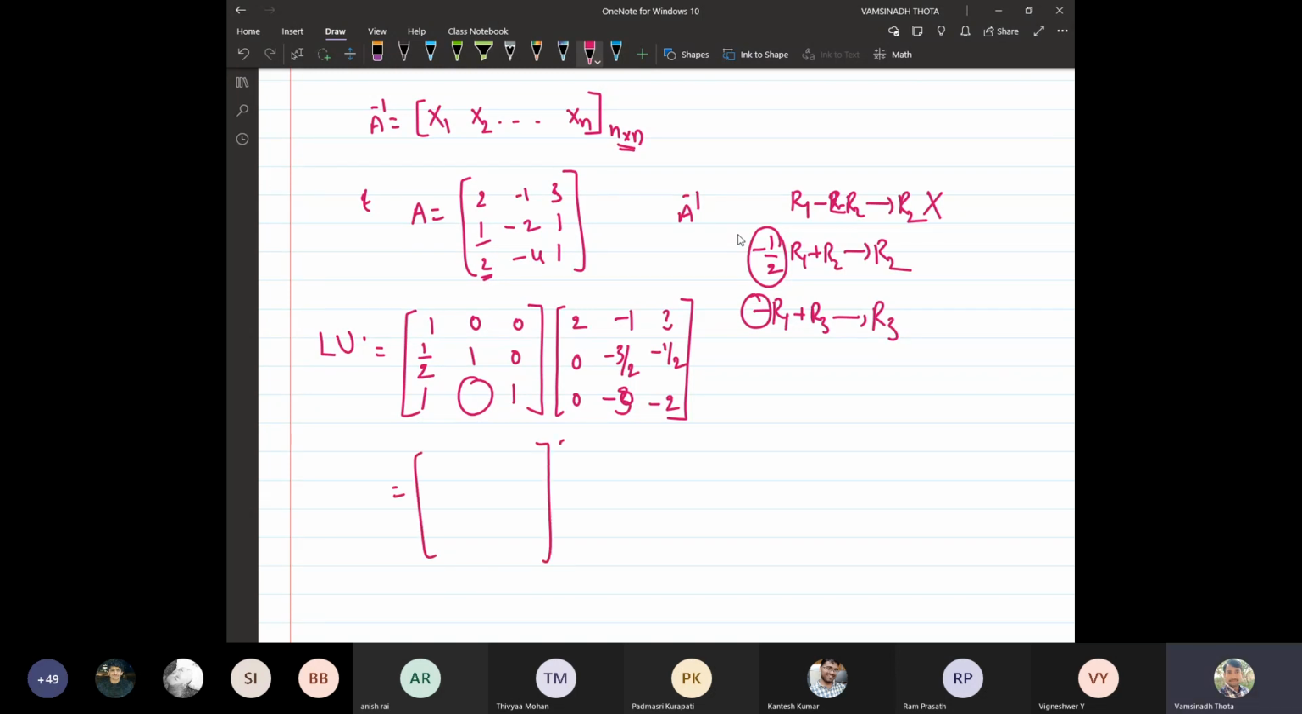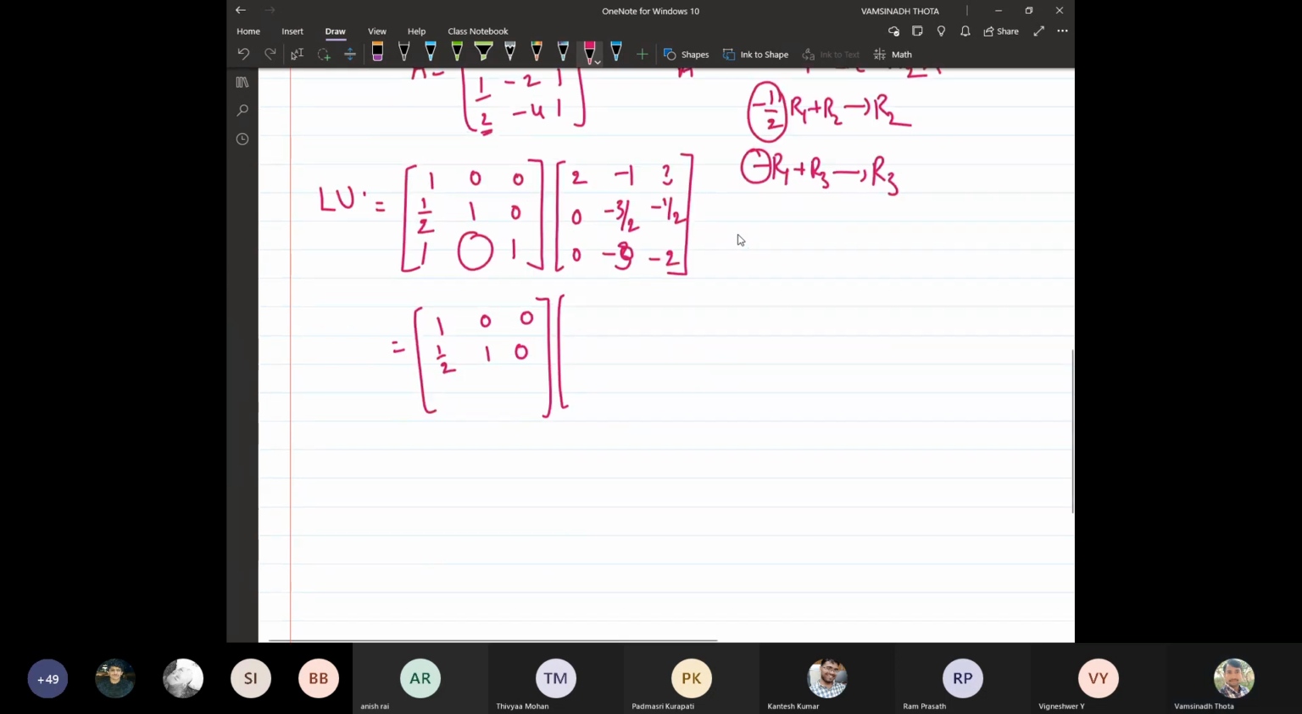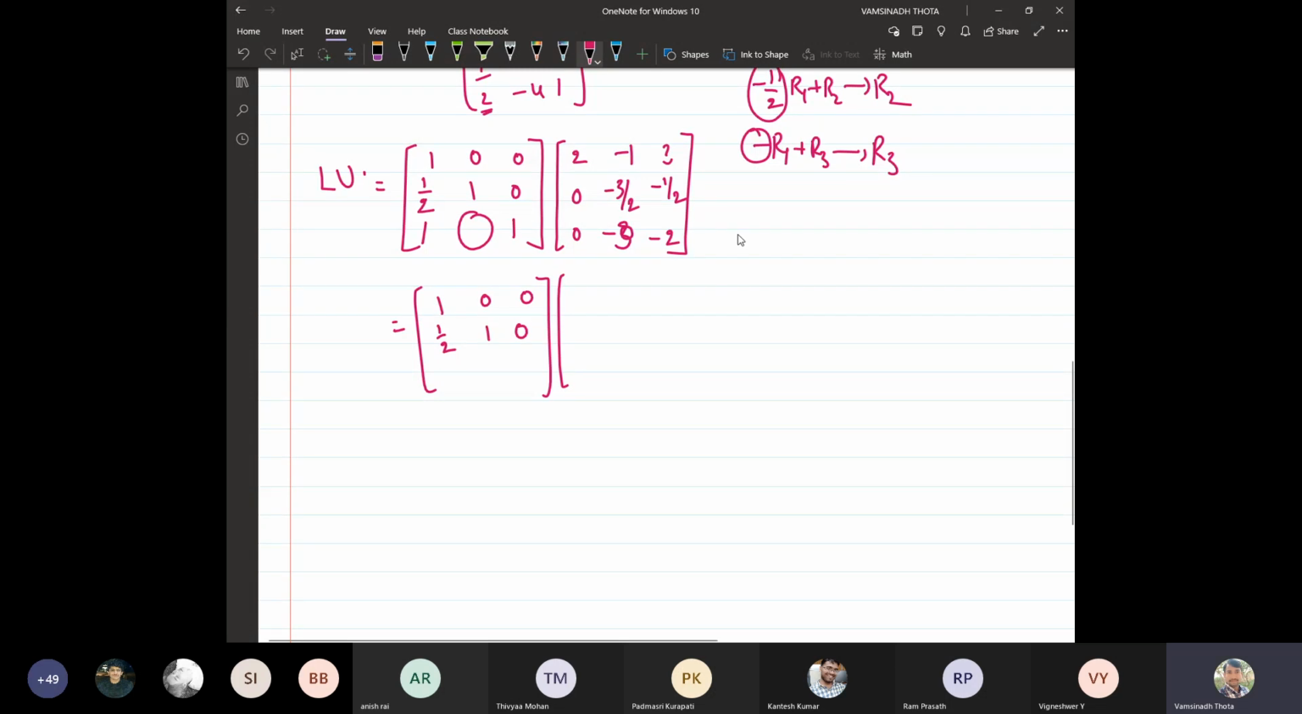Okay, so I'm using this technique only for explaining, but when you are solving, you need to evaluate each and every step. Remember that. So 2 minus 1, 3, 0 minus 3 by 2 minus 1 by 2. And then now what we need to make? We need to make this 0 with the help of the second pivot entry.